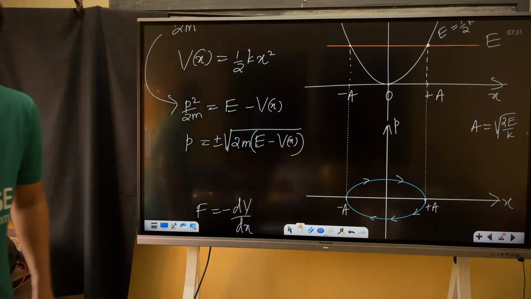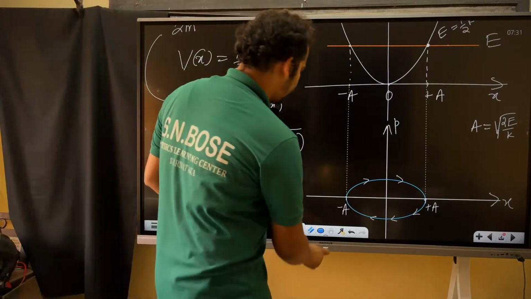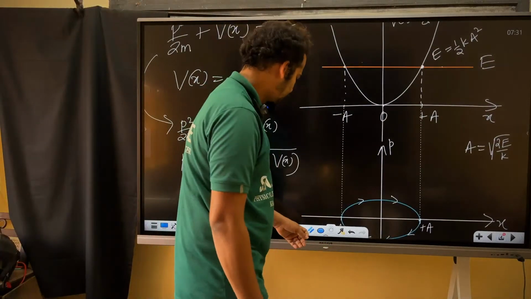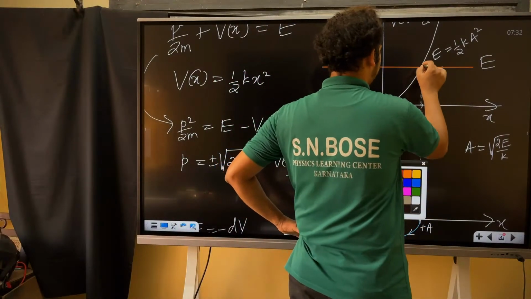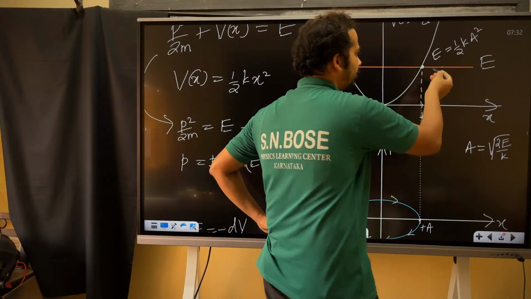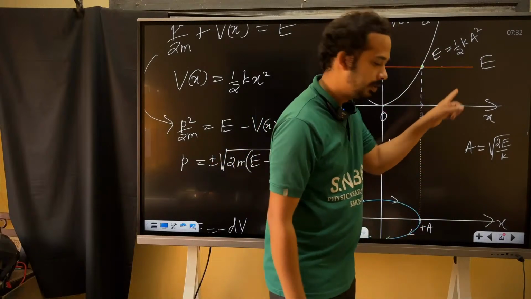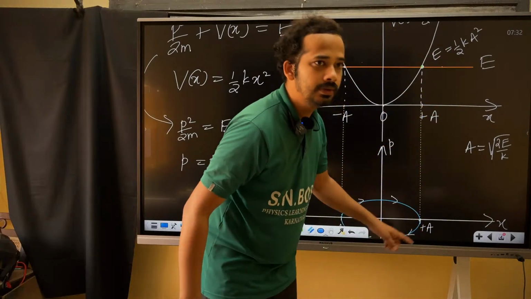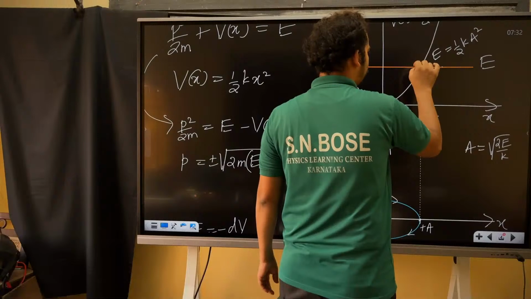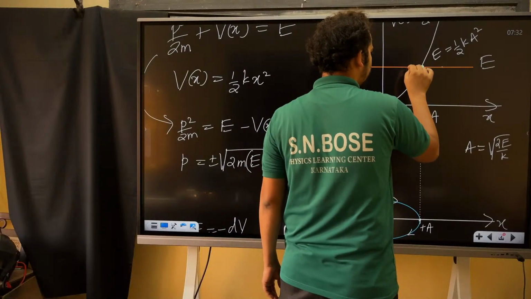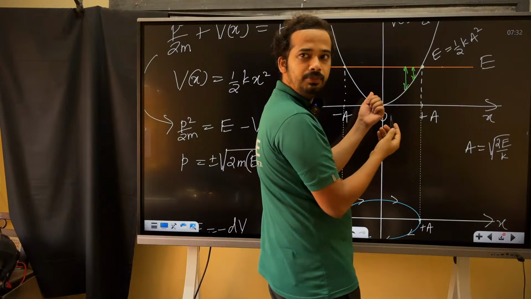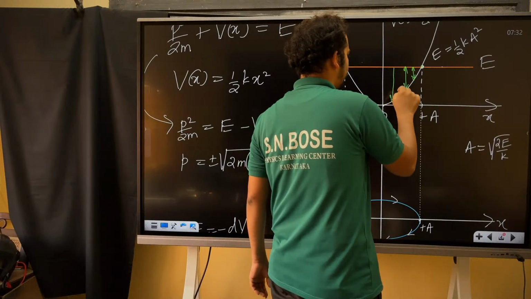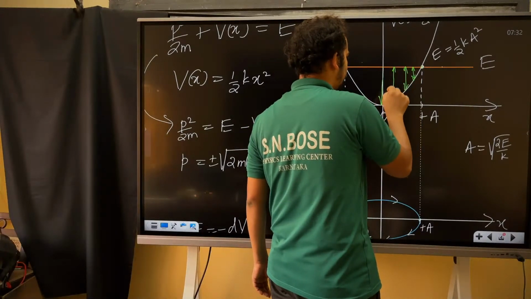Now, what is that E minus V of x in our potential curve? That is this one. At this point, there is no E minus V of x. That is 0. That means momentum is 0. Can you see? So when you come to this location, what is E minus V of x? It keeps on increasing as it moves towards the mean position. E minus V of x keeps on increasing.